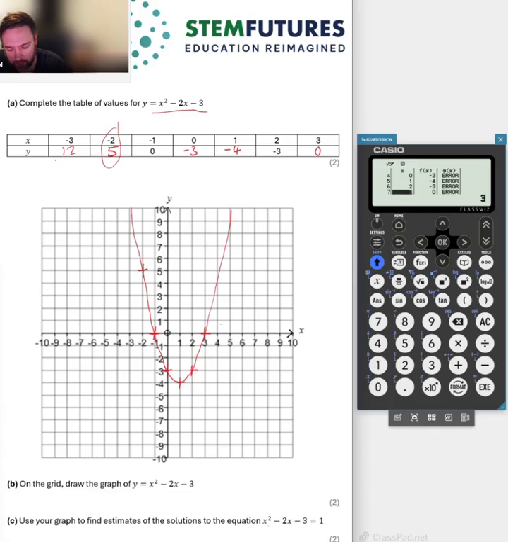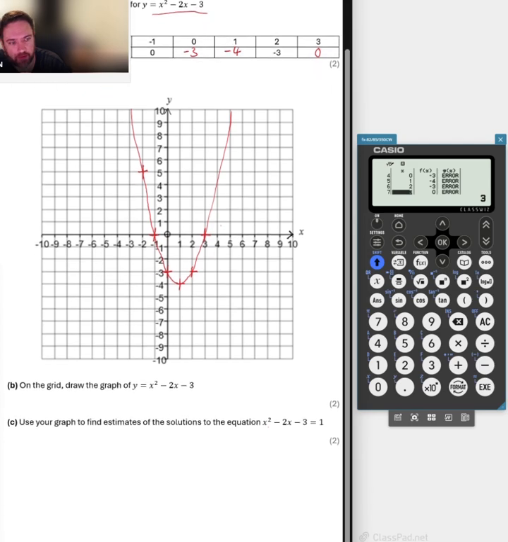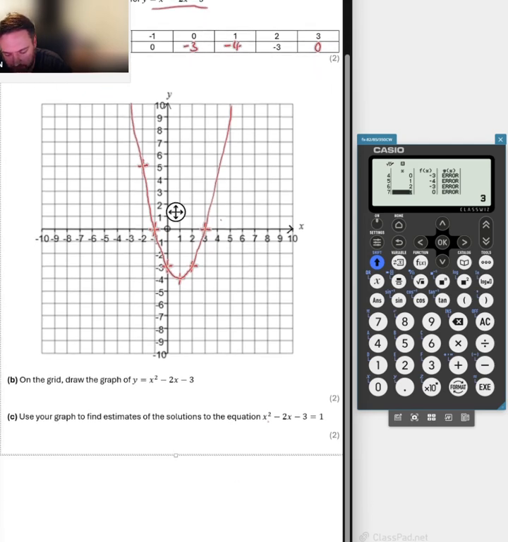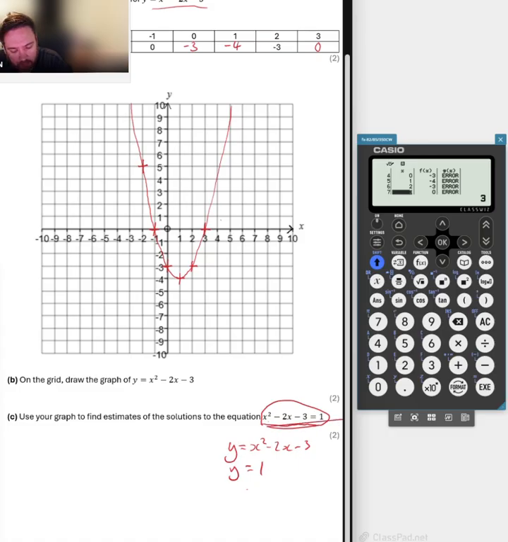We've got part A and part B done. The calculator did part A for us, essentially. Then it says use your graph to find estimates for the solutions to this equation. Now this equation can be thought of as where these two equations cross. Because essentially what we would do if we were solving these as simultaneous equations, we would put this equal to 1 to get rid of y, and that would be this here.